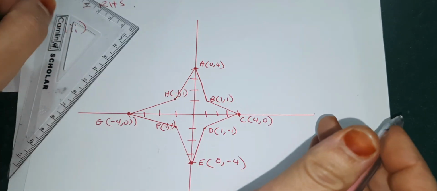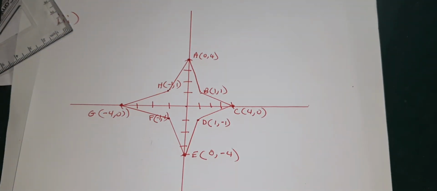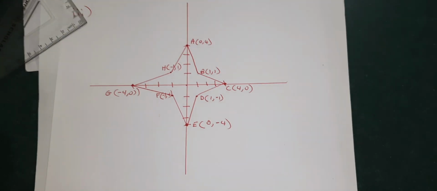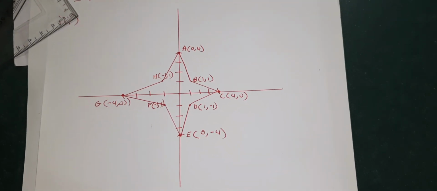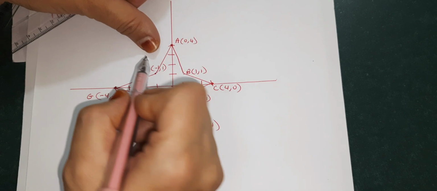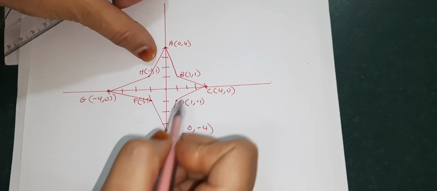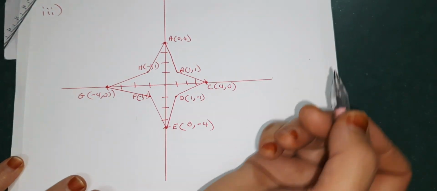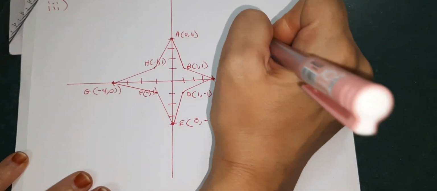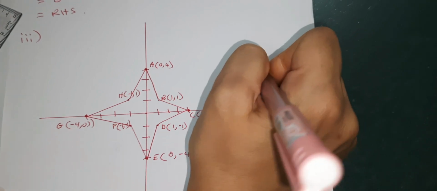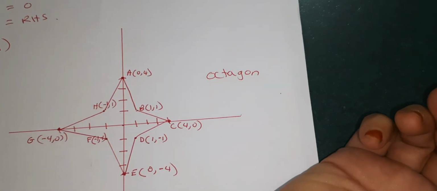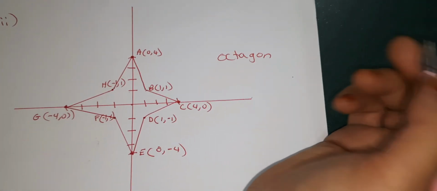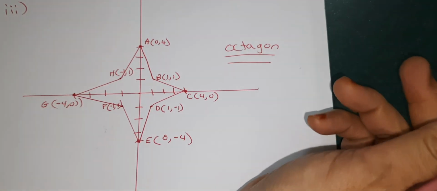So that looks like a star to me. Let's count the sides of the figure. You want to give it a name, so let's count the sides. That's 1, 2, 3, 4, 5, 6, 7, 8. An 8-sided closed figure is known as an octagon. Looks like a star shape too, we can say, right? But octagon would be sufficient.